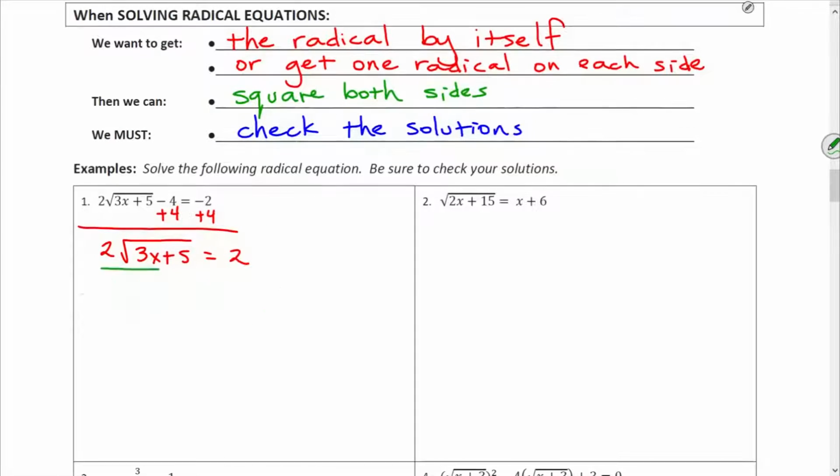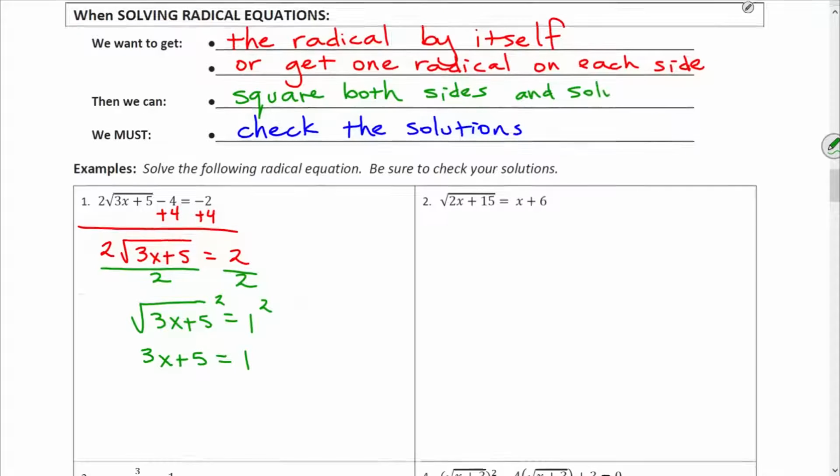So I'm going to divide by 2 and divide by 2, and I get the square root of 3x plus 5 is equal to 1. So I've done it. I've gotten the radical by itself. Now I'm going to square both sides. The square and the square root cancel each other out, and I have 3x plus 5 is equal to 1. Now I solve the equation. Square both sides and solve, I should have said.